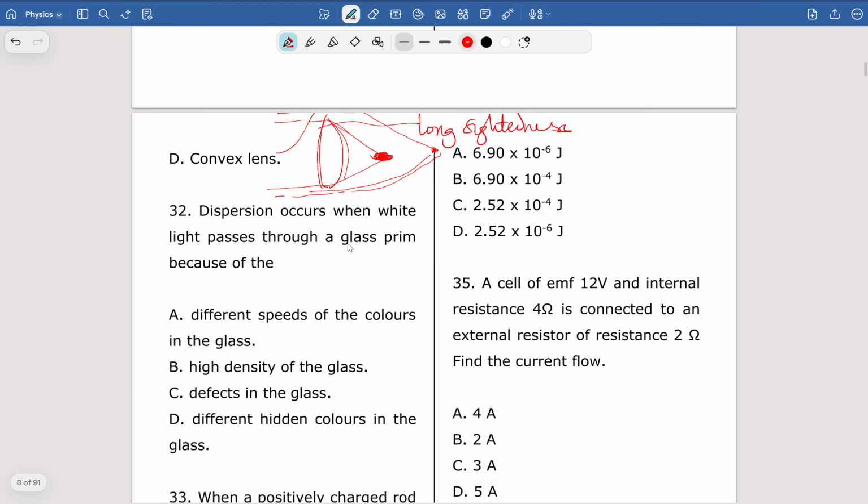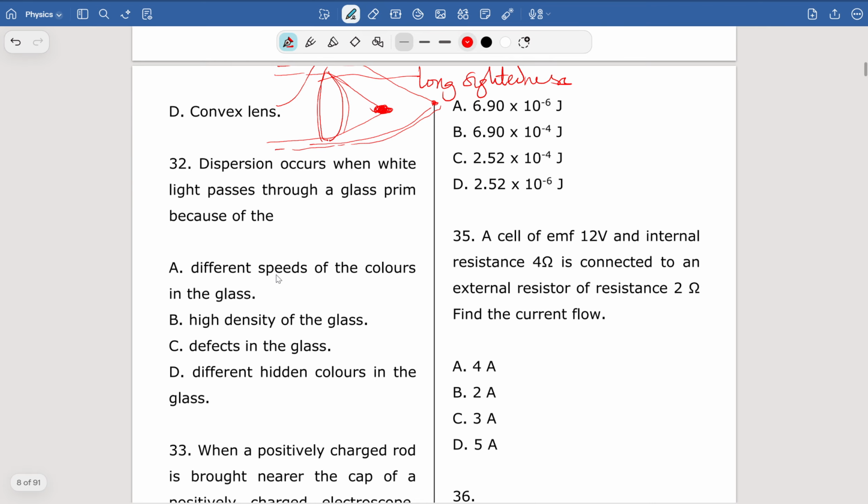32. Dispersion occurs when white light passes through a glass prism because of, yes, one thing you need to know about dispersion is that the different colors of white light, that is ROYGBIV, travel with different speeds.